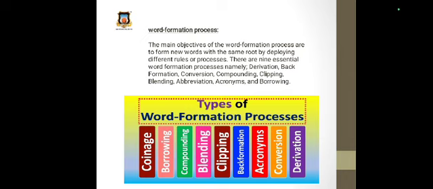So in word formation process, now we will see what exactly word formation process means and what are the different word formation processes. The main objective of the word formation process is to form a new word with the same root by deploying different rules or processes. There are 9 essential word formation processes such as derivation, back formation, conversion, compounding, clipping, blending, abbreviation, acronyms, and borrowing.